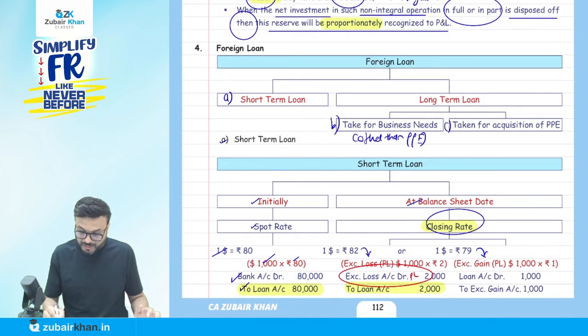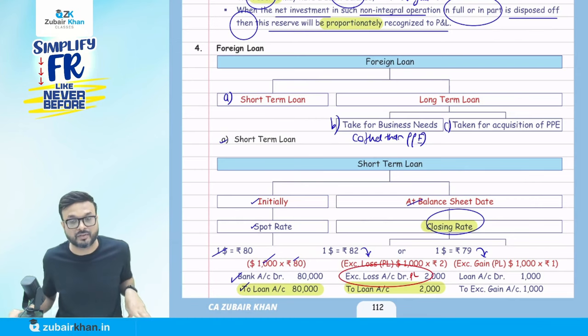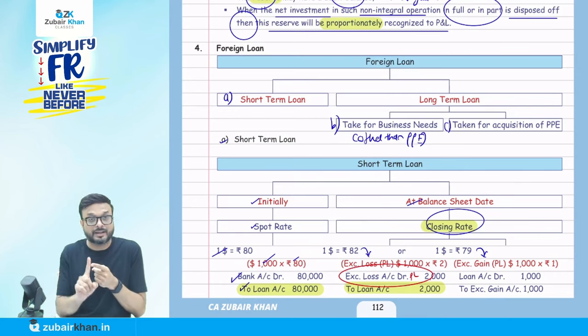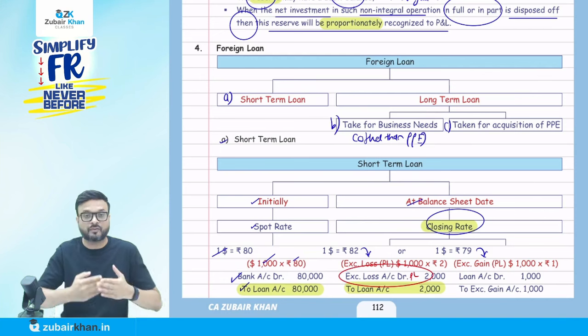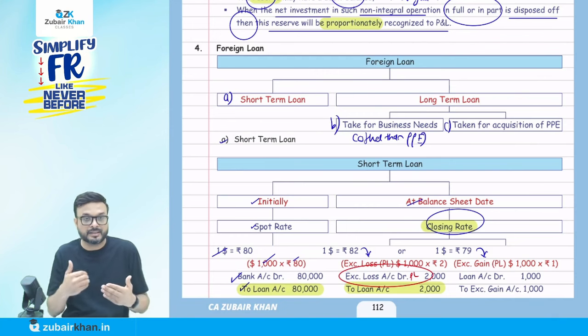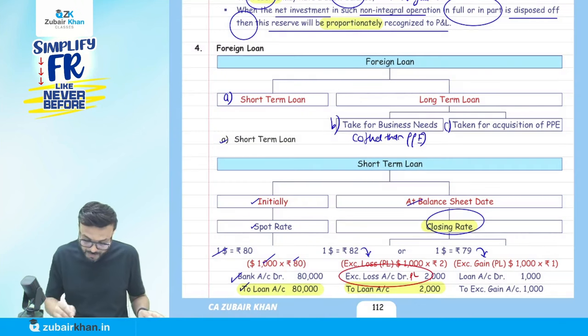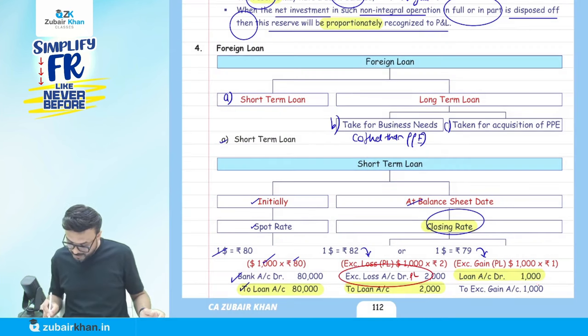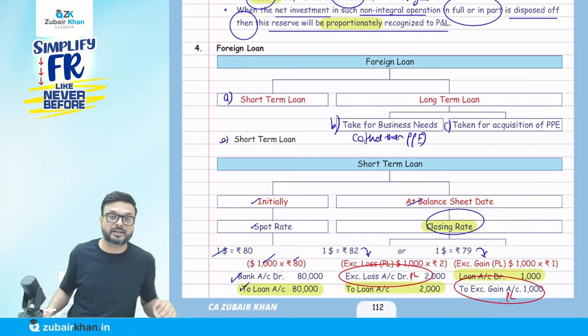Now let's change the situation. Suppose on the balance sheet date the exchange rate is 79. What does that mean? For $1, I was liable to pay 80 rupees, and now I have to pay just 79. I have a gain of 1. So there is a decrease in liability: initially I was liable to pay 80, now I'm liable to pay 79. The decrease in liability should be debited, so in this situation I'm going to debit the loan account. Now it's a gain. Where will this gain go? This gain will go to the profit and loss account. We know that we credit a gain in P&L, or debit P&L in case of a loss.